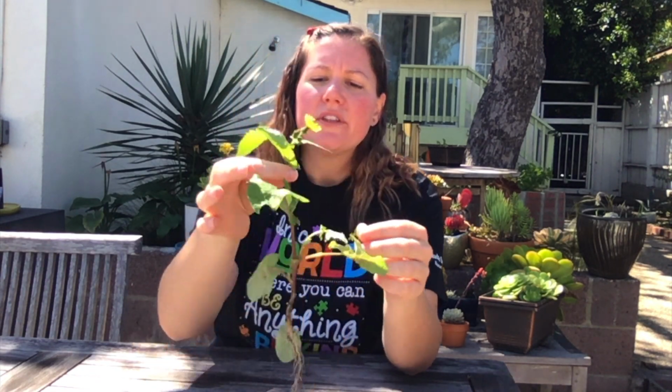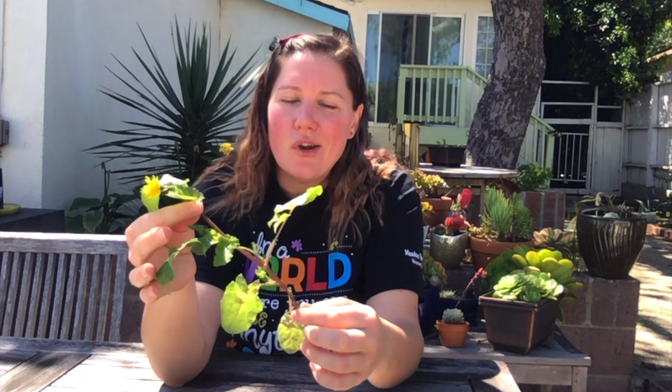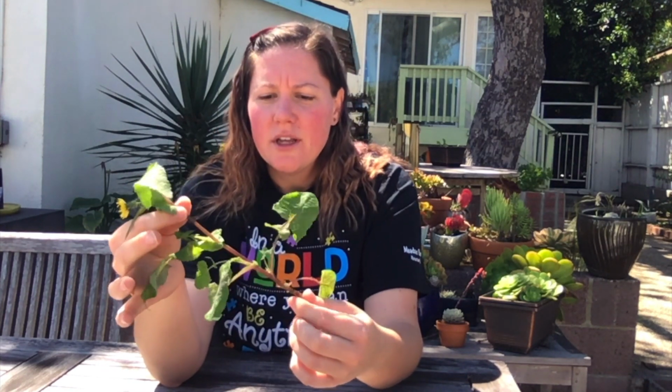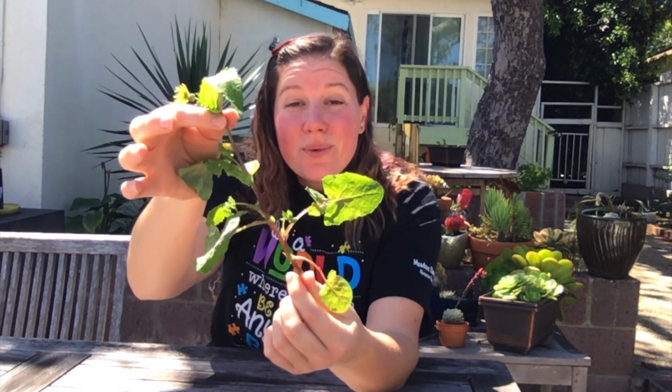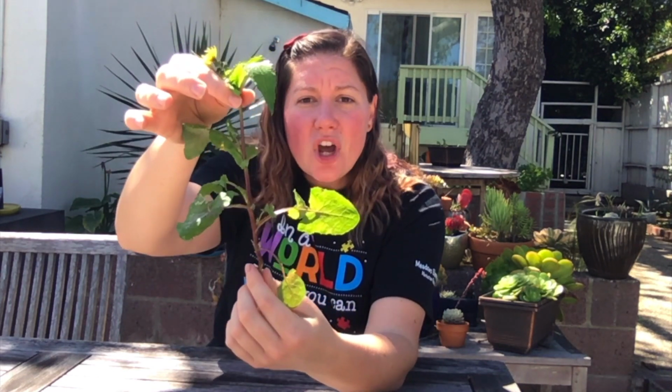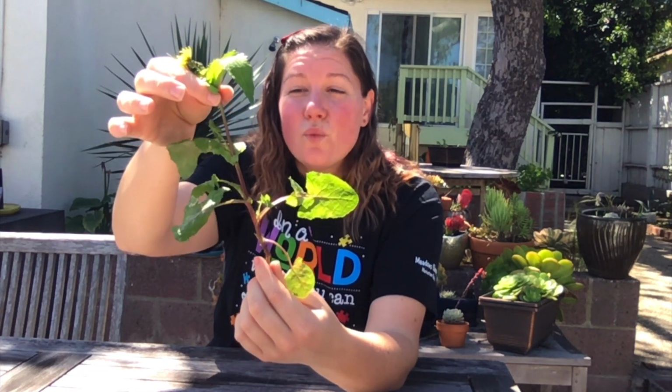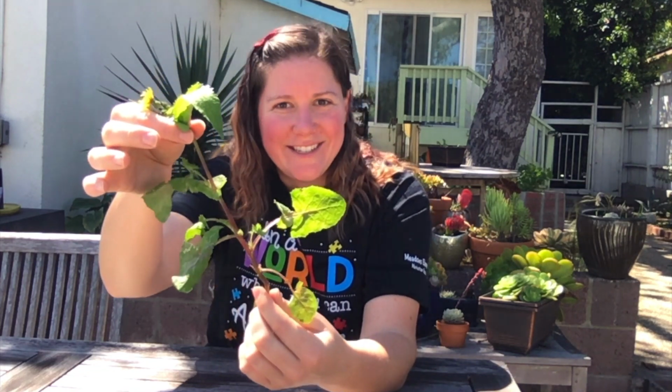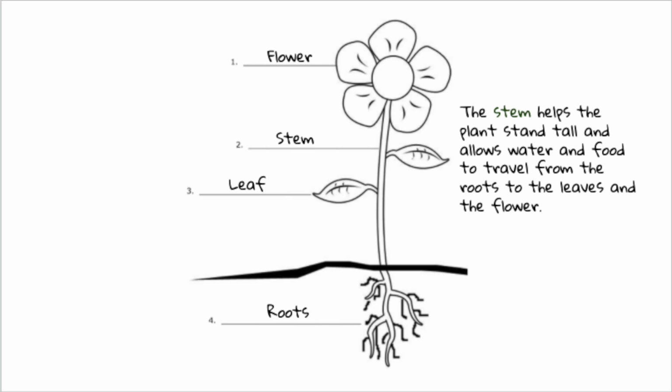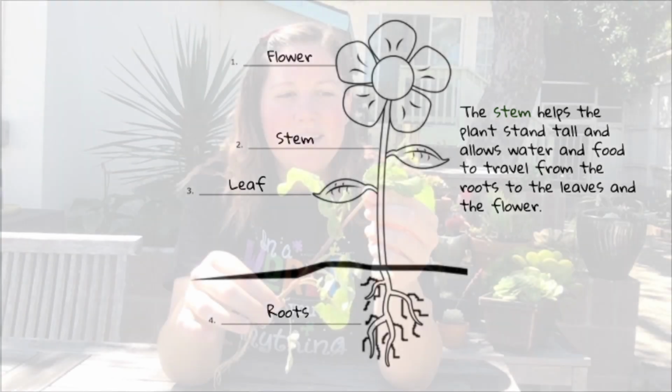As we move up our plant, we climb up the stem. What do you notice about the stem? That's different than the roots. The roots are underground. Is the stem underground? No, you guys know that it's not underground. What else do you notice about it? Great, it's long, it stands up tall. Well, let's see, that makes it really, really good at what it needs to do. The stem helps the plant stand tall and allows water to travel from the roots up to the leaves and the flower, and food to travel from the leaves to the roots and the flower as well.